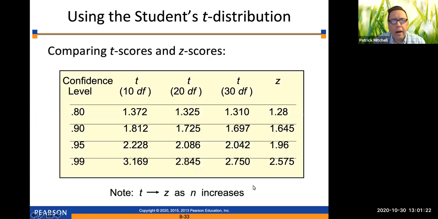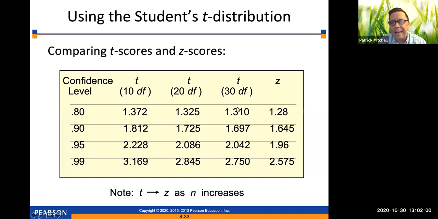All right, so here we compare some t-scores and z-scores. So for an 80% confidence interval, we talked, I guess, in the last section about how the critical z-score for that is 1.28. A t-distribution with 30 degrees of freedom, it would be 1.31. With 20 degrees of freedom, it would be 1.325. And at 10 degrees of freedom, it would be 1.372. And you can see the same thing for a 90% confidence interval, 95%, 99%.